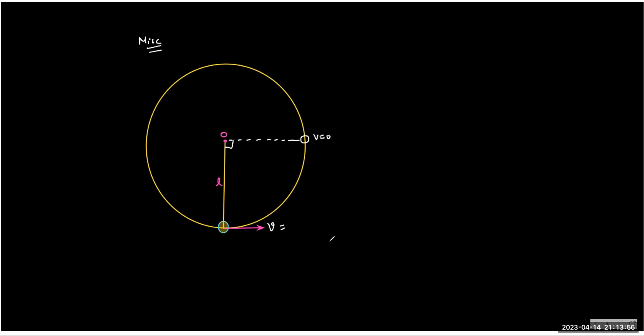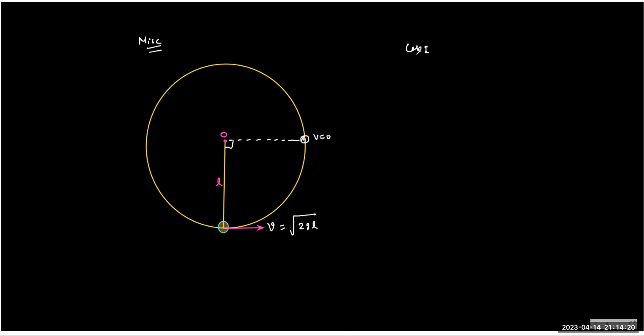Root 2GL. Correct. So which means root 2GL is going to take you here only. And why I said you need to know all this, because we can do some guesswork.